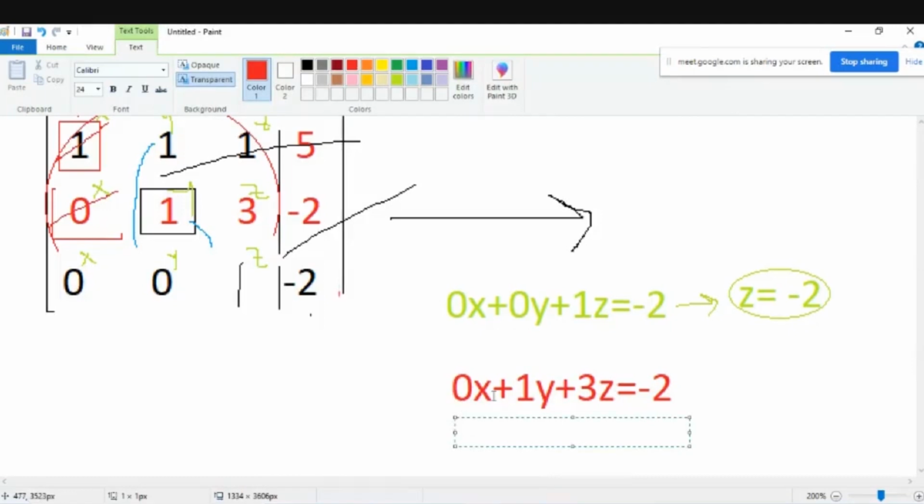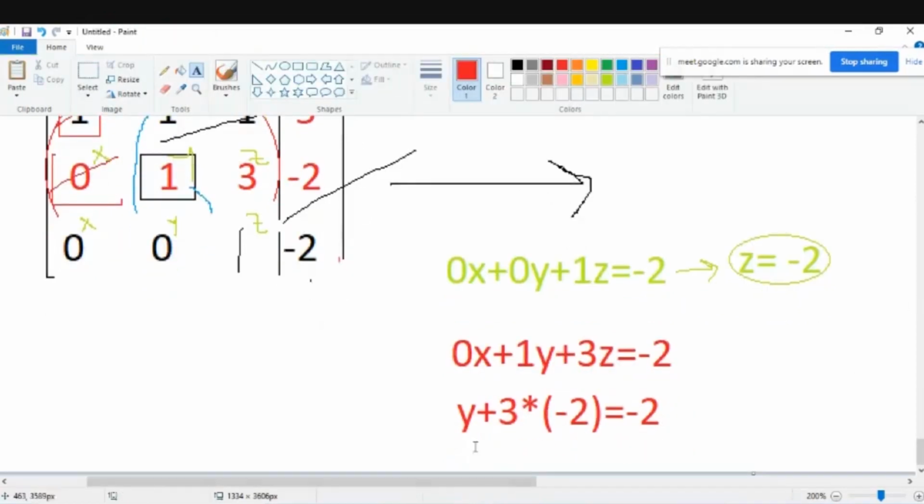When you multiply 0 by x, it will go. Then remain 1 multiplied by y, only y, plus 3 multiplied by z. z equal what here? Equal to -2. Correct, then I'll put -2. All of that equal to -2. From this small equation, can you find y alone?